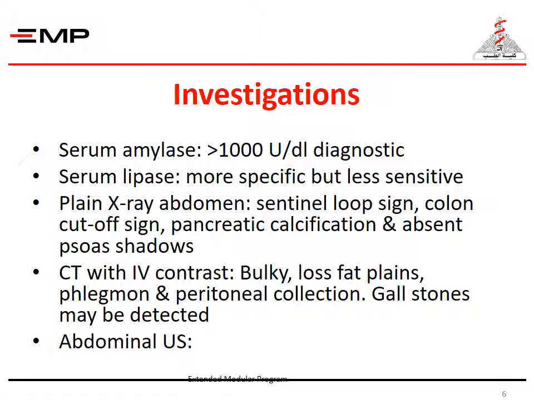Serum amylase when over 1000 is diagnostic, but may be normal even in severe cases. Serum amylase is usually around 500 in other inflammatory abdominal conditions. Serum lipase is more specific than serum amylase for acute pancreatitis. CT with IV contrast is the main radiology study. Bulky pancreas due to edema with loss of surrounding fat planes is shown with or without phlegmon. Fluid in the lesser sac or generalized peritoneal cavity may also be apparent.